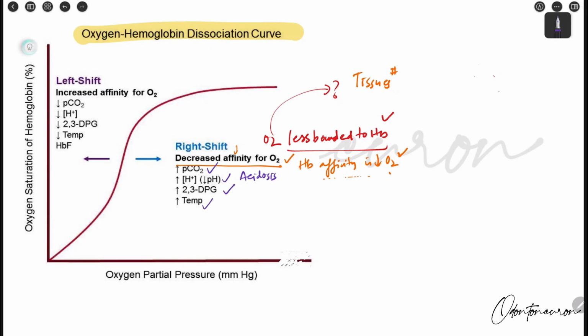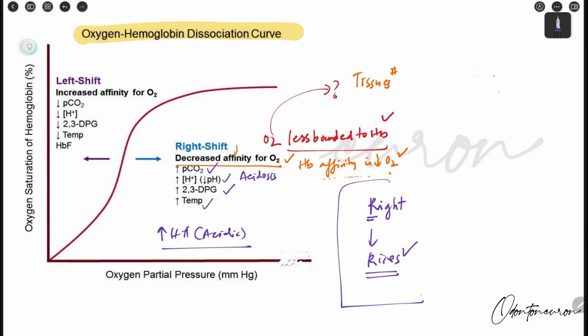Now, there is a mnemonic for this. Whenever it's right, or R, everything rises. So rise in PCO2, rise in H plus, rise in 2,3 DPG, rise in temperature. It's not raised pH. pH is decreased, but H plus is raised. You have to know H plus is raised, which means acidic. If pH were raised, it would mean basic, right? So just know, right means everything rises.